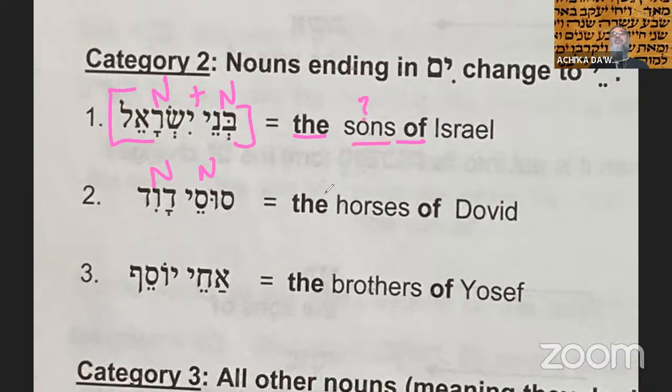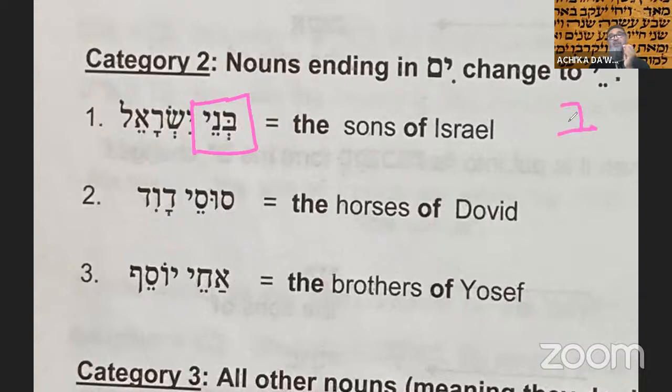It could be the sons of Israel. It could be the daughters of Israel. Okay. Quiz question for you. If it was a daughter of Israel, instead of having B'nai here, and a daughter is called a Bath, what would it be?